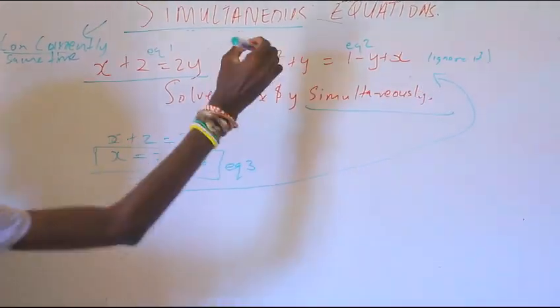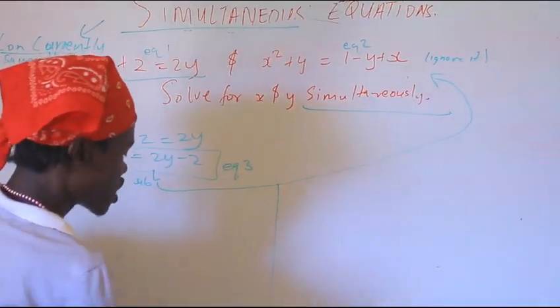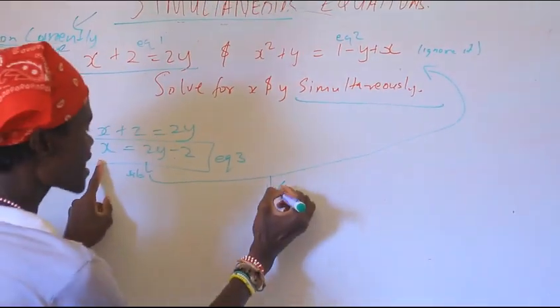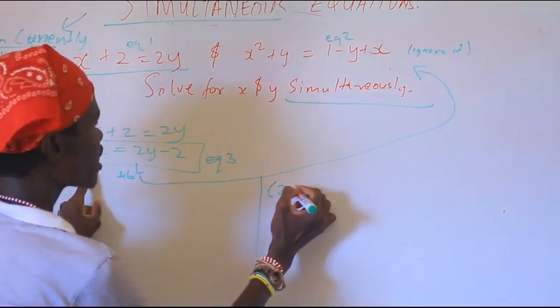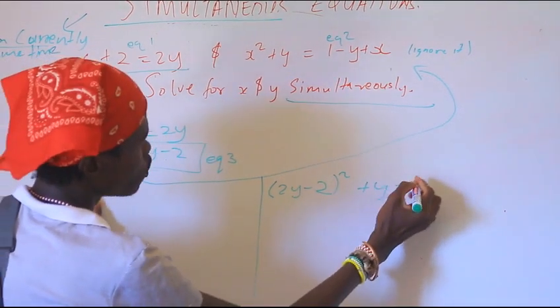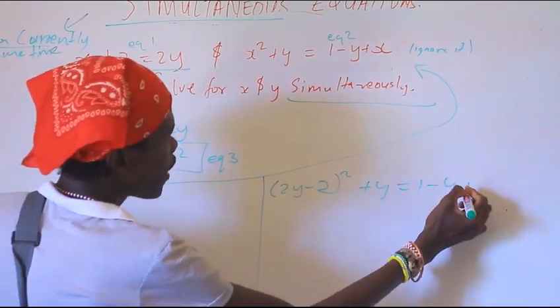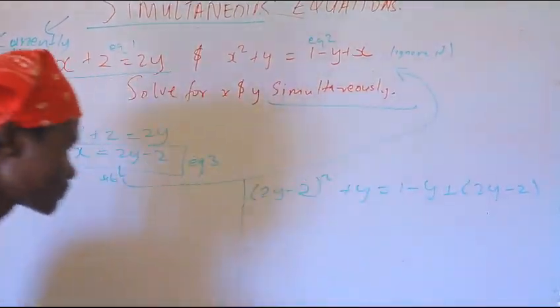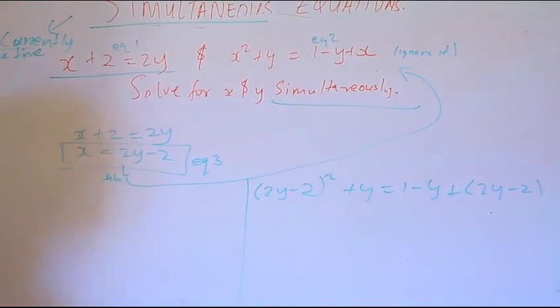So what happens now? When I substitute, I'm just going to draw a table. Check. X squared. What is x? Where I see x, I substitute 2y minus 2. There's a squared there. Plus y is equal to 1 minus y plus x. Where I see x, I substitute 2y minus 2.